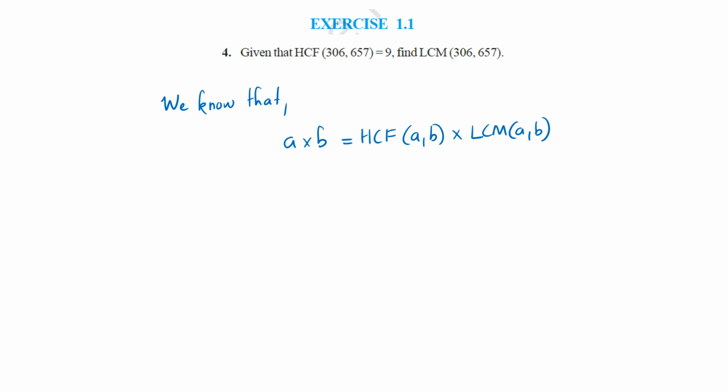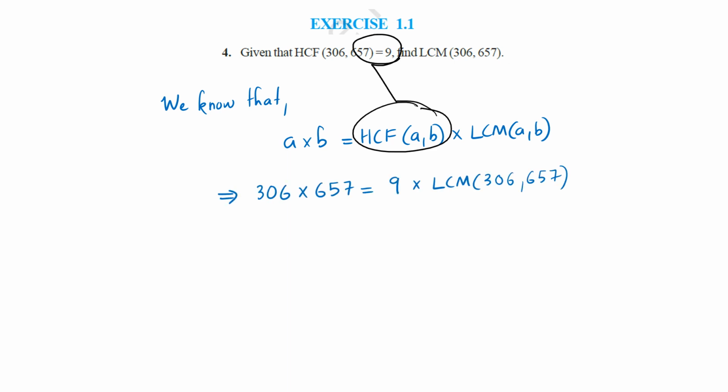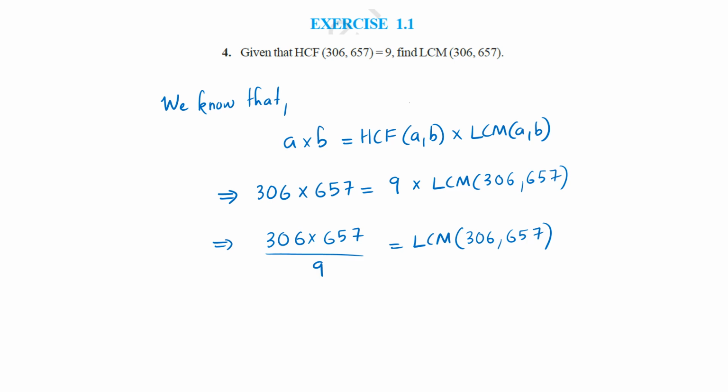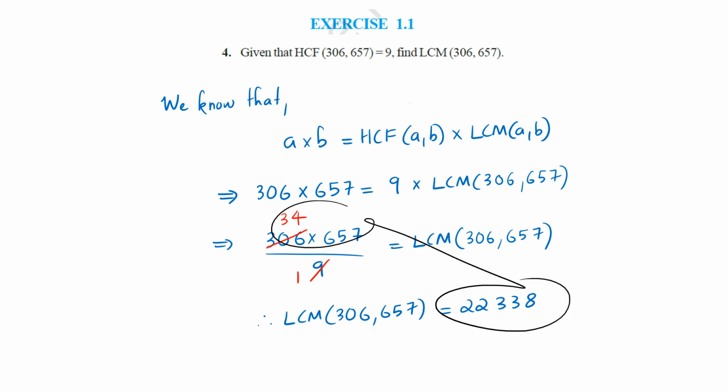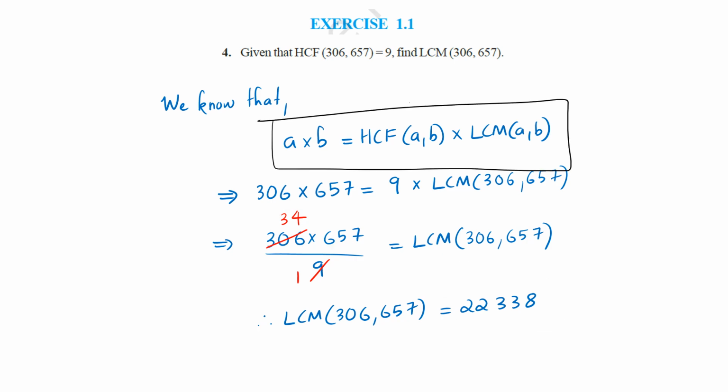We know that the product of 2 numbers is equal to the HCF times the LCM. So HCF is given to be equal to 9, right? And the numbers are 306 and 657. So we can just plug in the values. So therefore the LCM, we can transpose 9 over to the other side, and we can cancel. 9 ones are 9 times 34. Now 34 times 657 is 22,338. So that would be the LCM. So just by making use of this property, we found out the LCM without using the prime factorization technique.